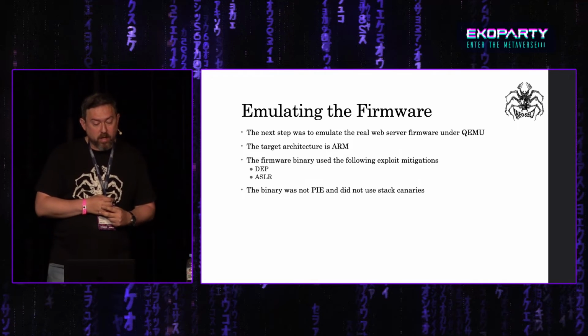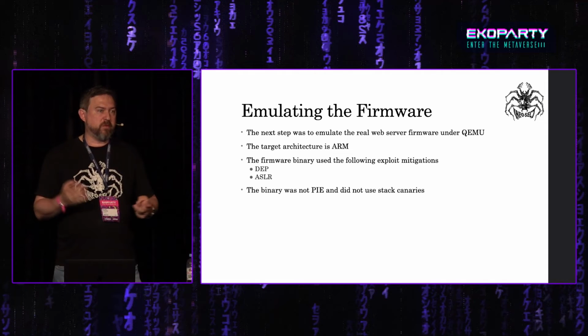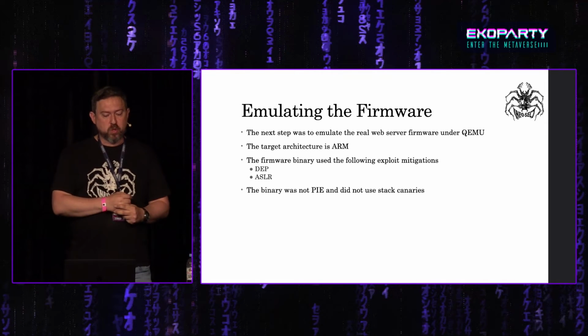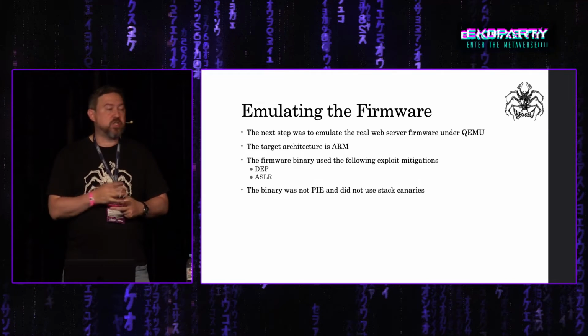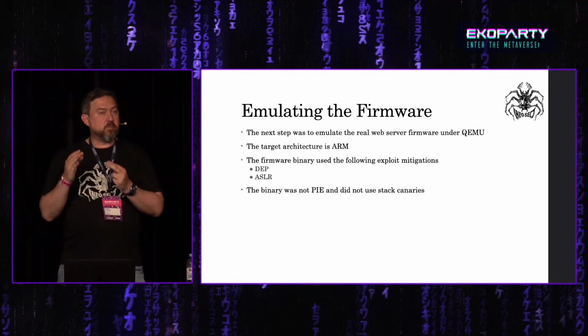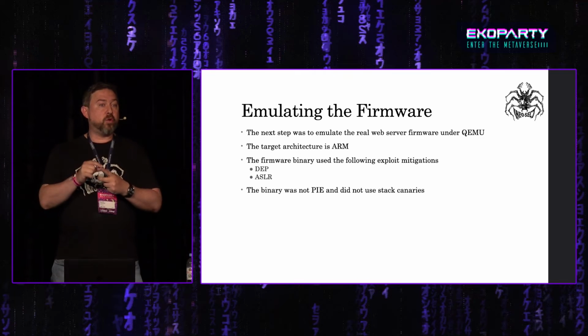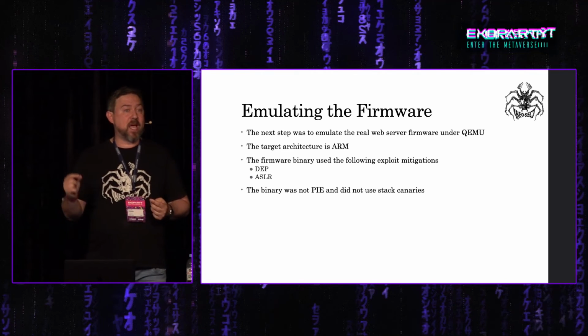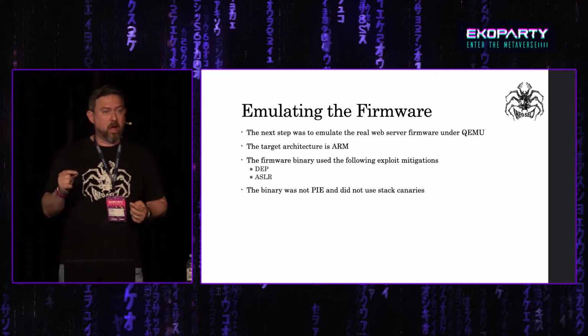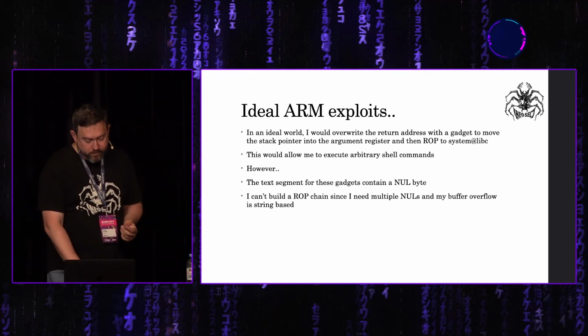The firmware binary uses DEP, so data execution prevention. You basically have to ROP if you're getting memory corruption here, or do data-only attacks, or whatever it might be. And it does use ASLR. The binary isn't PIE, so the application code and data isn't using address-space layout randomization, so we might have a lot of fixed gadgets that we can ROP into, which is a good thing for exploit development.